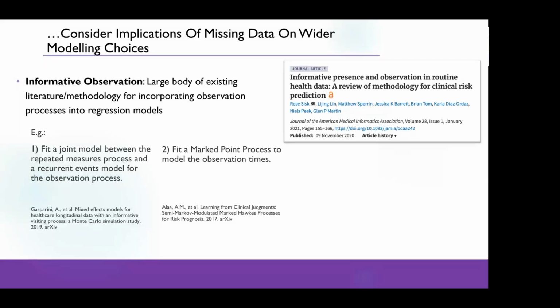And this is a review paper that a PhD student led a few years ago, reviewing methods that model observation patterns. They generally fall into one of two buckets: one being joint models between the repeated measurement process and recurrent events, or the observation process of people coming in, and the second bucket being marked point process type models. Again, I'm just signposting to that paper for anyone interested in that element of missingness that I don't have time to cover in detail.